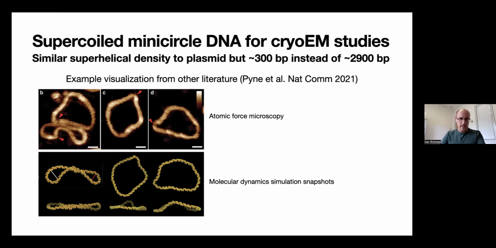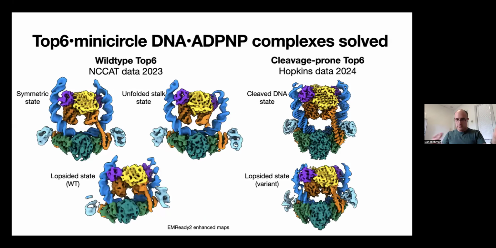So equipped with this substrate, we solved these 5 conformations of Top 6. I'm going to briefly just get to this punchline and show you some of the results, and then I'll talk a bit about the methodological trickiness of getting here. But basically, we had 2 data sets, one from NCCAT, that was actually several data sets combined into one, and then another from our home cryoEM facility at Hopkins.